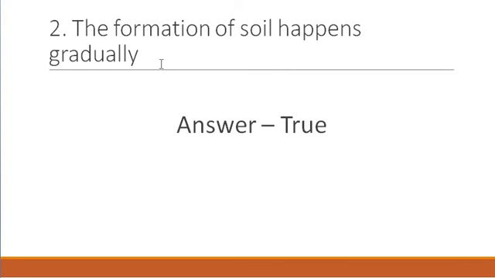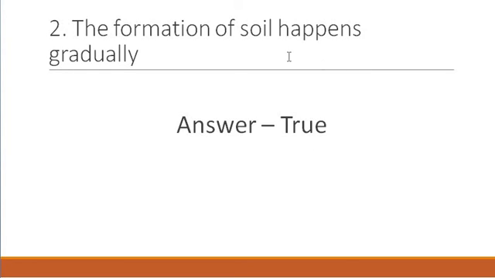The formation of soil happens gradually. Here is the twist, my dear students. In your book, I have given you the question in true or false that the formation of the soil happens speedily or swiftly, and there I have given you false because it happens slowly, correct? So gradually is the same. Gradually means slowly only. So if I twist the question like this, still you should have the knowledge. Don't just mug up the answers.